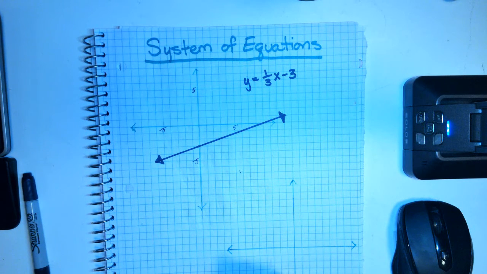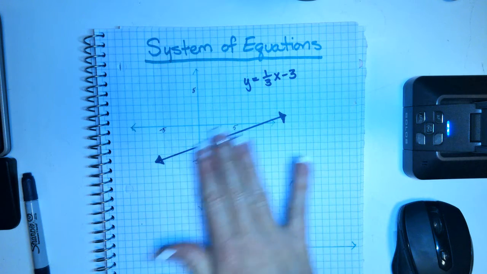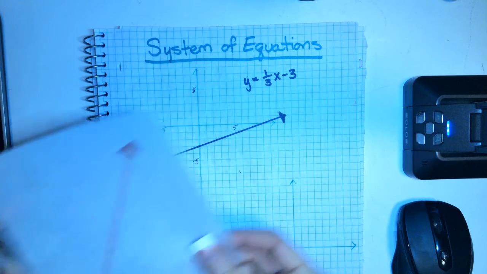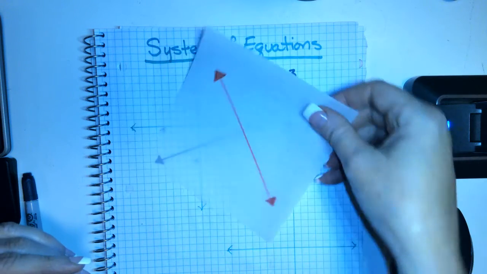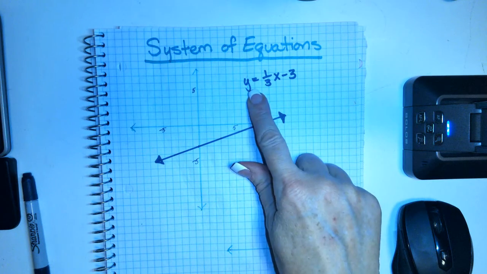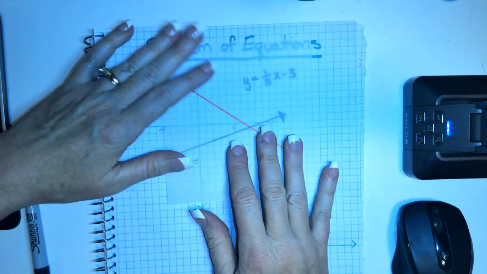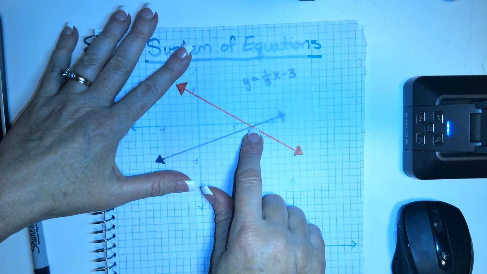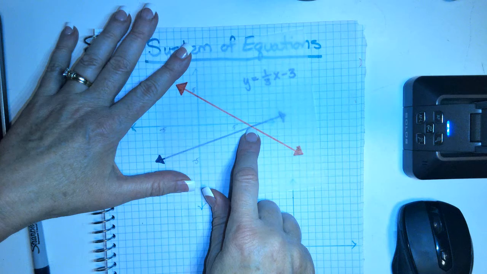Now for a system of equations, this could be any line. We're going to use this one as an example. But in a system, basically what's happening is I have another line out here in the universe somewhere. And what I want to know is, when I compare this line to y equals 1/3 x minus 3, I want to know where these two lines intersect. And so if this is my other line, this would be my intersection right here.